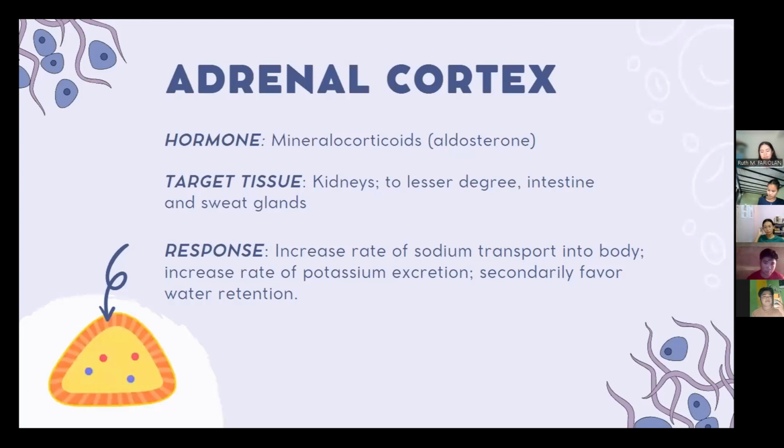Next is the adrenal cortex. The hormones are mineralocorticoids, also called aldosterone. The target tissues are kidneys, and to a lesser degree intestine and sweat glands. The response is increased rate of sodium transport into the body, increased rate of potassium excretion, and secondarily favoring water retention.